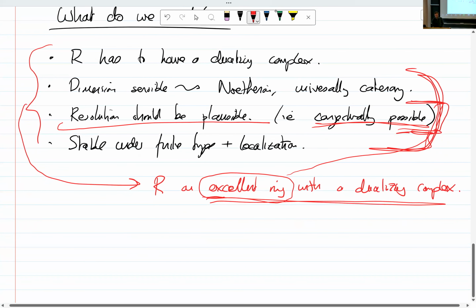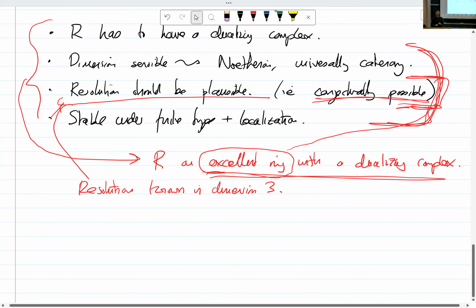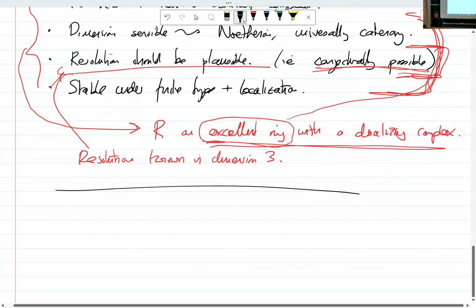Okay, but I should make a point of saying resolution is known in dimension 3. So nothing in dimension 3 is going to be contingent on resolution. And that's in all possible situations, so excellent, the full generality. Okay, any more questions?